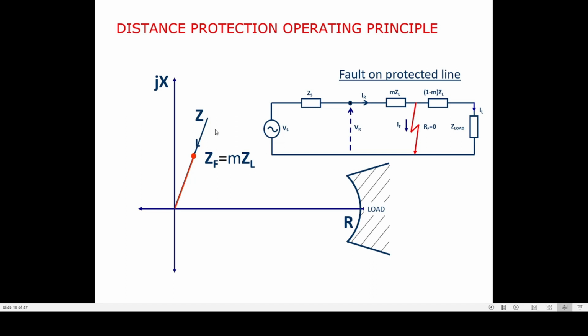Now, this total impedance Z is the impedance of the transmission line. The relay measures the impedance up to the fault point. That means the relay measures the impedance up to the fault point, and this is the impedance measured by the relay, which is called MZL.